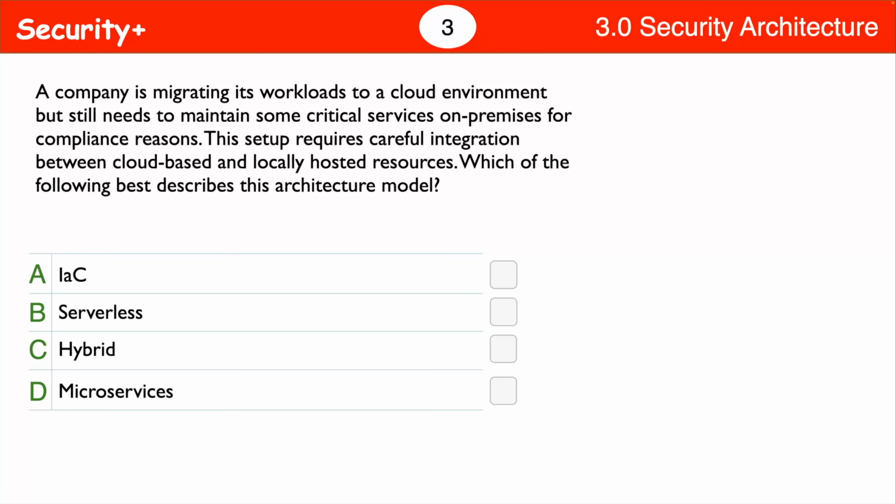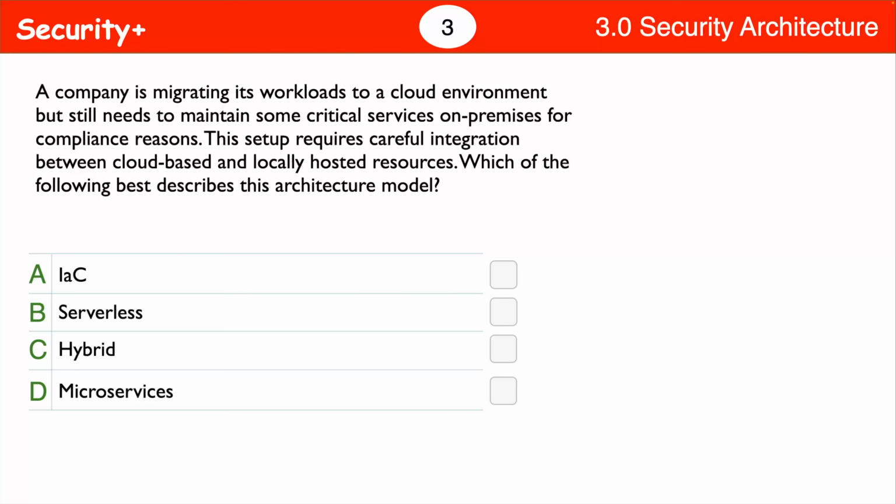Question 3. A company is migrating its workloads to a cloud environment, but still needs to maintain some critical services on premises for compliance reasons. This setup requires careful integration between cloud-based and locally hosted resources. Which of the following best describes this architectural model? A, IAC, B, serverless, C, hybrid, or D, microservices?